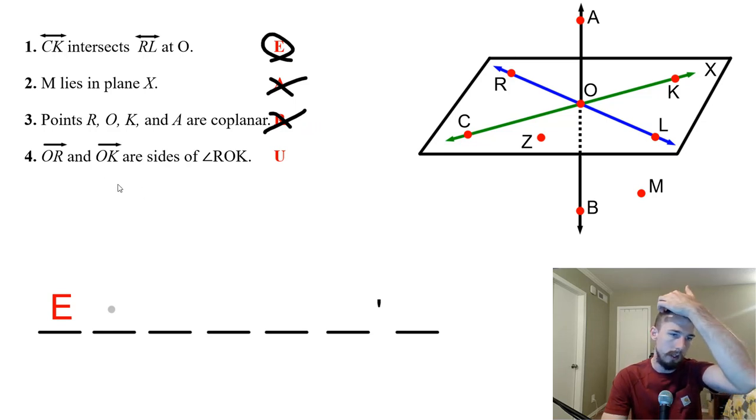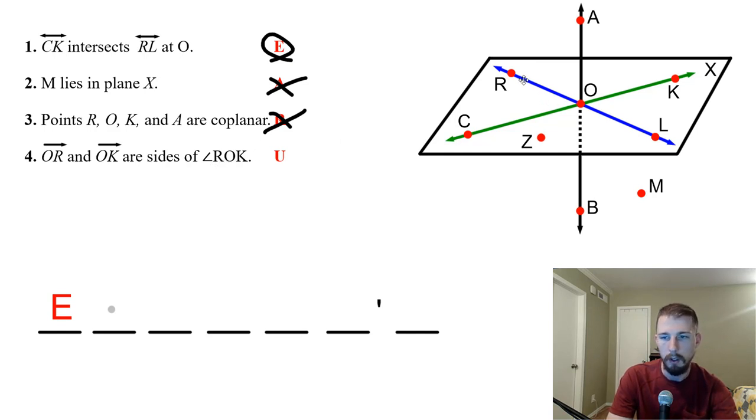All right, then ray OR and OK are sides of angle ROK. So OR and OK are parts of angle ROK. Yes, that's true. So our second letter would be U. So you can circle it if you want, or however you want to do it. And E and U, we're going to end up spelling out that word.